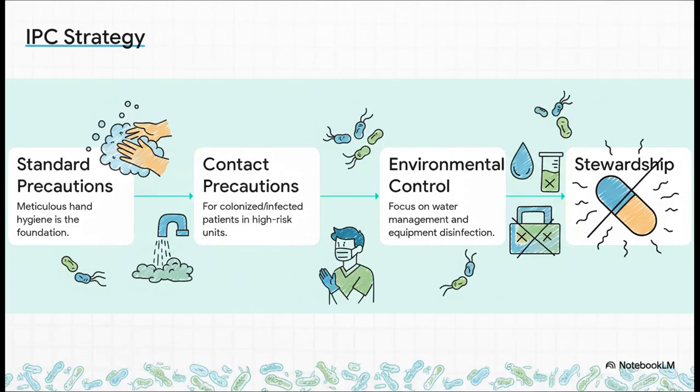So our strategy to control it has to have multiple layers. Hand hygiene is, of course, absolutely fundamental. But the real wins come from controlling the environment, managing our water systems, and being incredibly strict about disinfecting equipment. And, just as importantly, we need smart antimicrobial stewardship to ease up on the carbapenem pressure that lets this organism thrive in the first place.